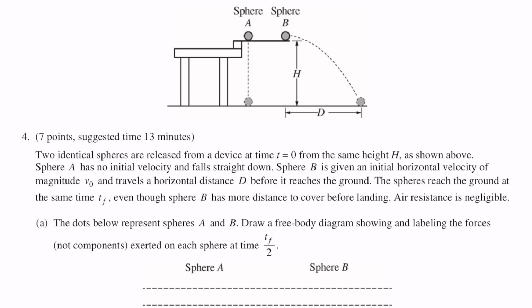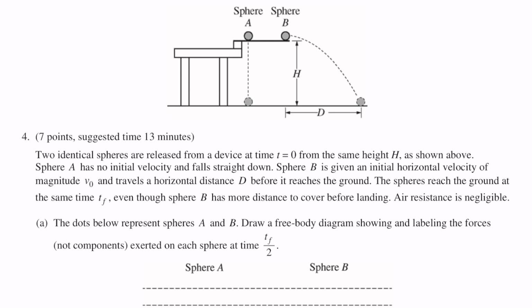Today, I wanted to go over an FRQ from the AP Physics 1 2015 exam. In two previous videos, we've already gone over number 1 and 3 of the FRQ. So today we're going to move to number 4, and number 4 is about free-falling objects.